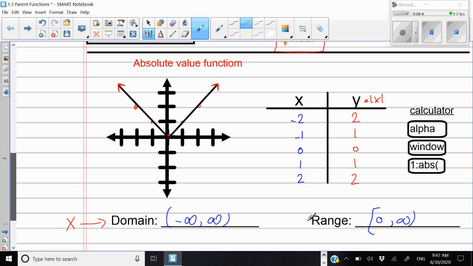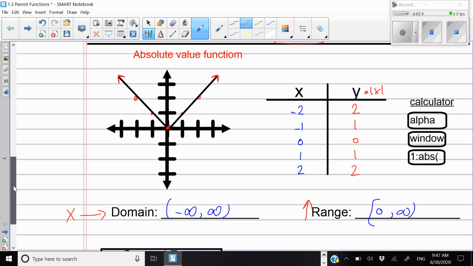Range: I move from bottom to top, and I see that the negative y values are not being covered. There's nothing defined on the graph for negative y values, but my function is starting from 0, and this 0 is included in the function. So it's going to start from 0, and then since everything else is covered and we have arrows here, it's going to continue to infinity. Because 0 is included, I have used a bracket here, but we know that infinity always has only parentheses.